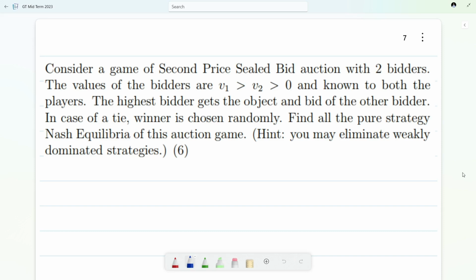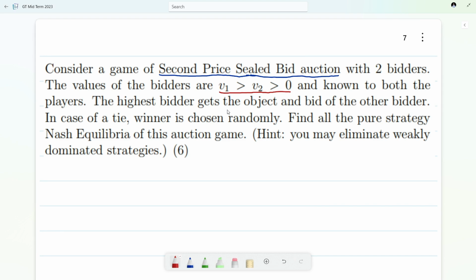Hi everyone. So in this recording we will see one second prize sealed bid auction game. This question was asked in the midterm examination in the Department of Economics at Delhi University. We are given two bidders, and the first condition is the valuation V1 is greater than V2 and it is greater than 0, and it is known to both the players.